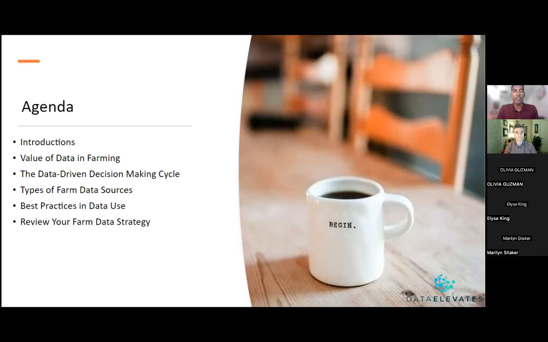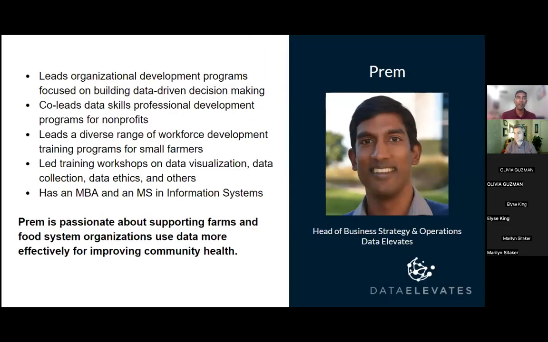Types of farm data sources, best practices in data use, including data analysis and managing data, and reviewing your farm data strategy, which sounds fancy. It is not. But we're going to get into that, and it will be extremely relevant to the farmers in the audience. So a little bit about myself.